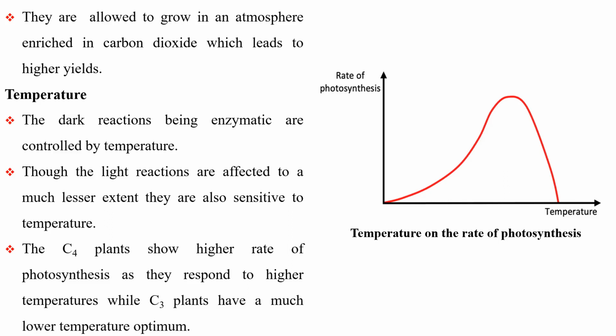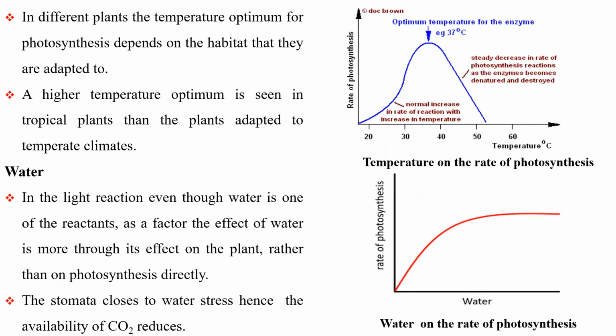Temperature. The dark reactions, being enzymatic, are controlled by temperature. Though the light reactions are affected to a much lesser extent, they are also sensitive to temperature. The C4 plants show higher rate of photosynthesis as they respond to higher temperatures, while C3 plants have a much lower temperature optimum. In different plants, the temperature optimum for photosynthesis depends on the habitat that they are adapted to. A higher temperature optimum is seen in tropical plants than the plants adapted to temperate climates.